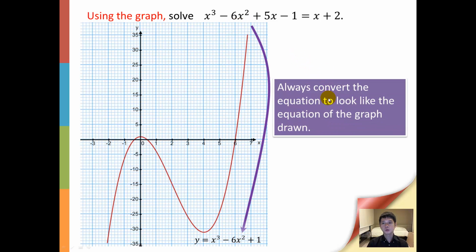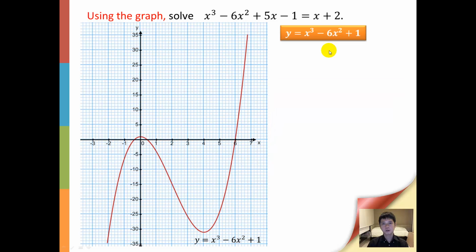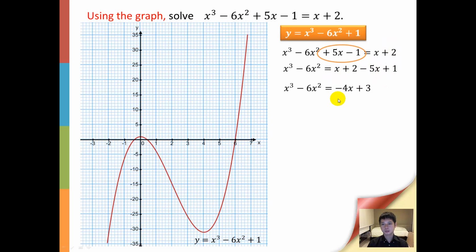We will need to convert the equation to look like the curve again. And we notice that these two parts are different, and hence we need to shift it to the right hand side. Simplifying the right hand side, we will now have this. To make this part of the equation the same as the curve, we will need to plus 1 on both sides, and hence we will have this.